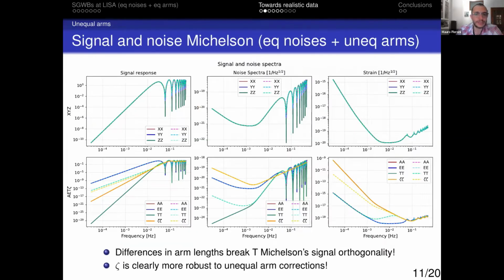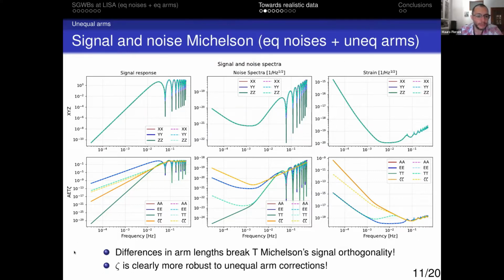Okay, let me start by explaining what happens for the different TDI variables. In all these plots I'm showing, solid lines will correspond to equal arms, dashed lines to unequal arms. First row here is going to be XYZ. So you can see that going from equal arms to unequal arms is not changing much the signal response, the noise spectra, and the strain.